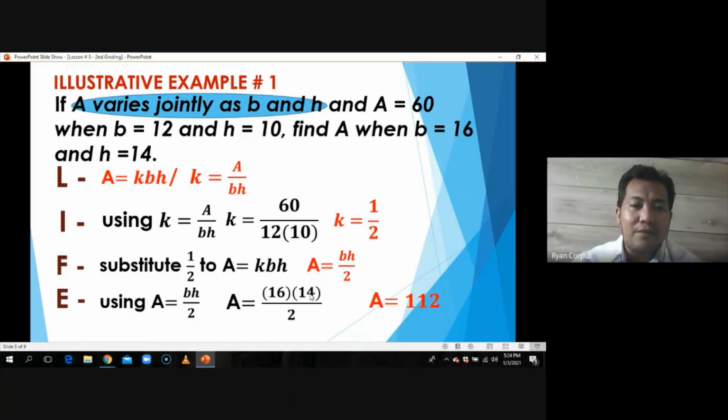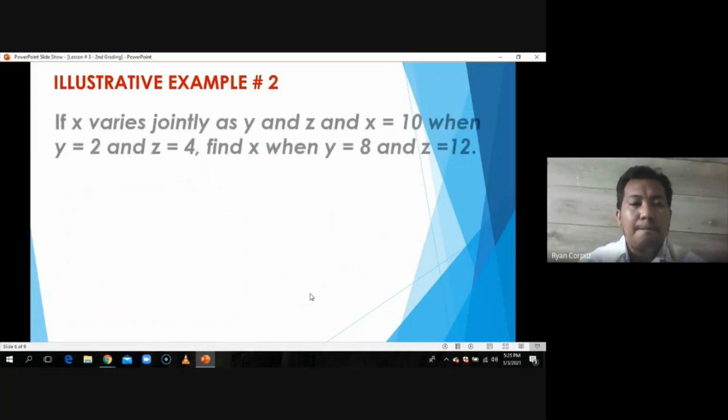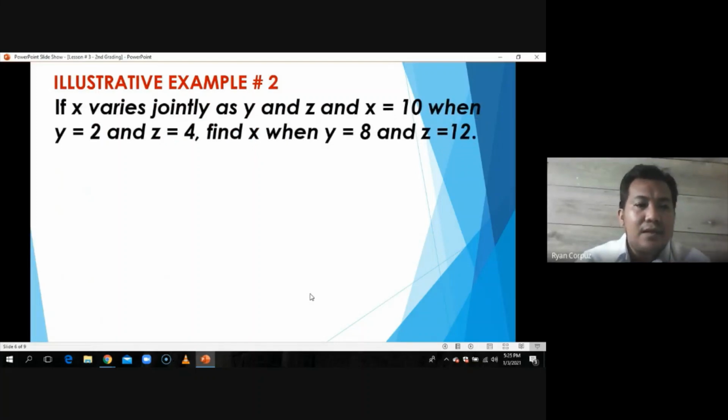So did you get example number 1? Baka rin hindi pa kasi that was just the first example. So let's try another example. So let's have here example number 2. So the problem is, if x varies jointly as y and z, and x is equal to 10 when y is equal to 2 and z is equal to 4. Find x when y is equal to 8 and z is equal to 12.